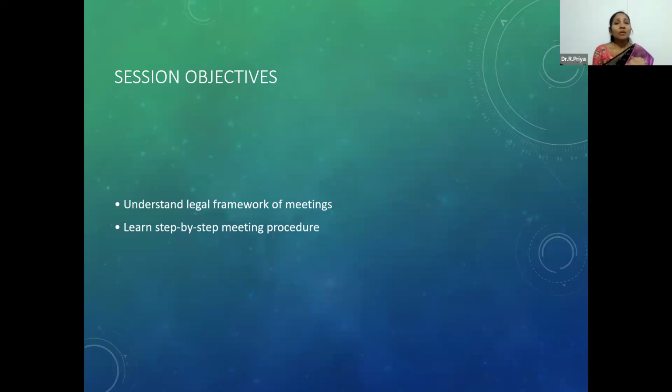We will then move systematically through the entire meeting process: from issuing a valid notice, setting the agenda, quorum requirements, conduct of meetings, how the voting methods take place, and finally drafting and recording the resolutions. That is called MOM, the minutes of meeting. Everything we are going to see in this session.